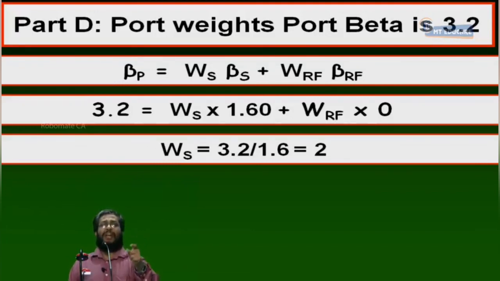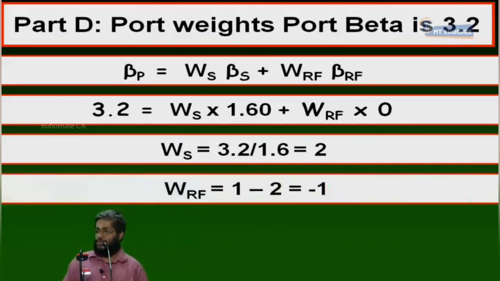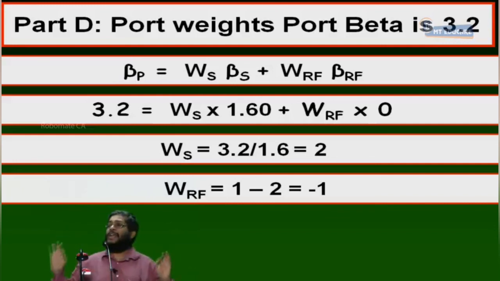What is the weight of RF? 1 minus weight of security. Yes or no? WRF is equal to 1 minus 2, which is equal to minus 1. For me to have a 3.2 portfolio beta, I invest 2 in security and minus 1 in what? RF. How to interpret the weights?